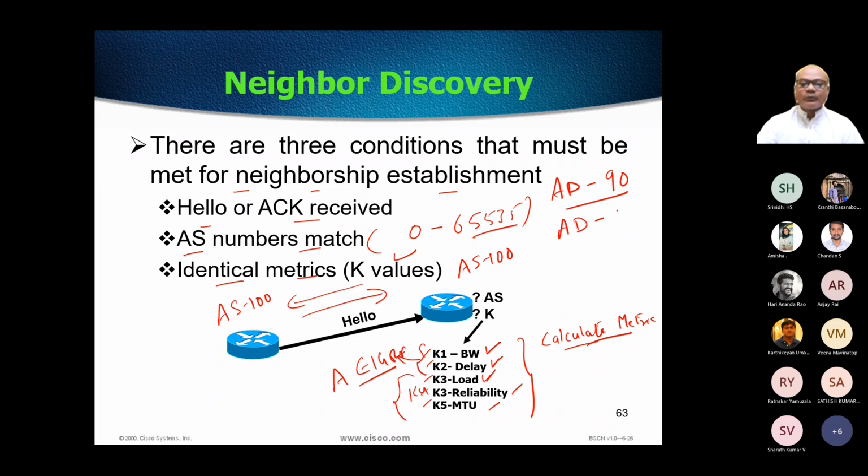The AD for OSPF is 110. For RIP, 120. For static routing, 1. For IBGP, 200. For EBGP, 20. Yes, guys, this is very important, because maybe you will be having a lab exam, a lab assessment.